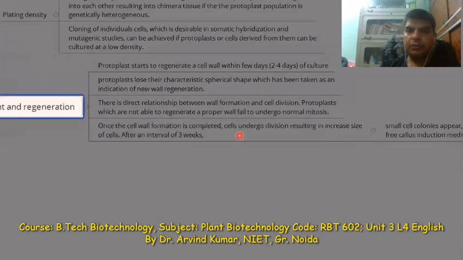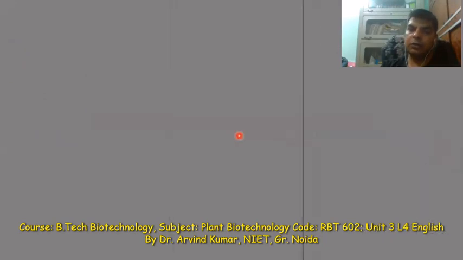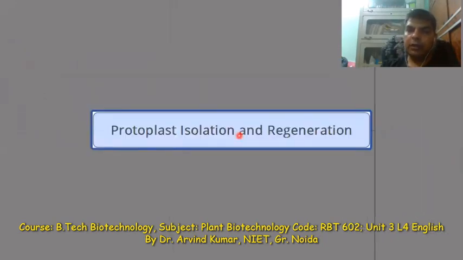From callus, as we have studied earlier, you can directly go towards an organogenic response, or you can directly get the plant produced from the callus using the embryogenic response, if your material has that embryogenic potential. So that's all about this topic.